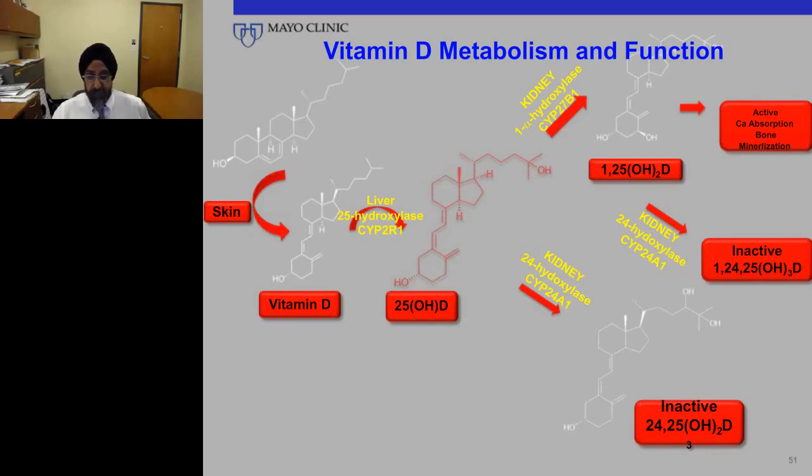But when there is no need for 1,25-dihydroxy vitamin D, the excess of 25 and 1,25 gets inactivated by the enzyme 24-hydroxylase to the inactive forms. But if there are patients in the general population who don't have this enzyme, 24-hydroxylase, they are also prone to developing hypercalcemia.